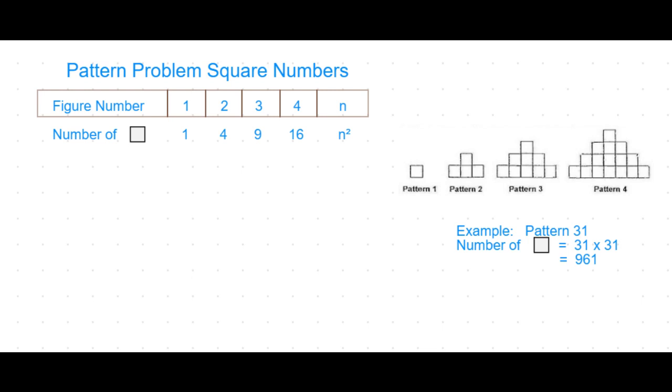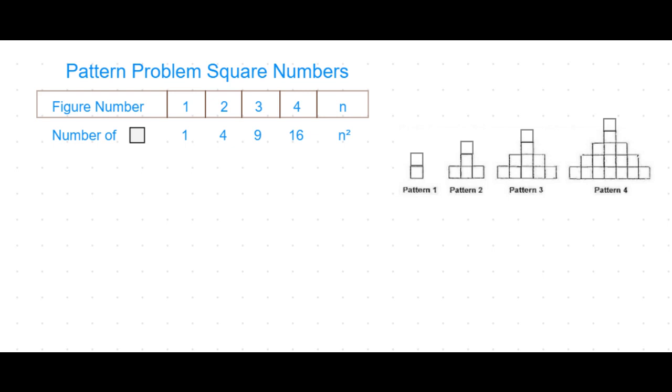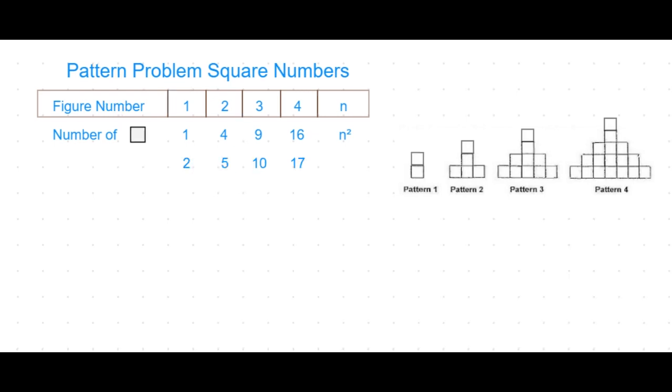Sometimes it could be straightforward as this, and sometimes we could have something slightly different. Rather than giving straight away the square numbers, we could be given 2, 5, 10, and 17. Look at this new pattern. Pattern 1 has 2 squares, pattern 2 has 5 squares, pattern 3 has 10 squares, and pattern 4 has 17 squares. Now that we have already seen n times n, looking at this, we straight away know this is one more than the square number.